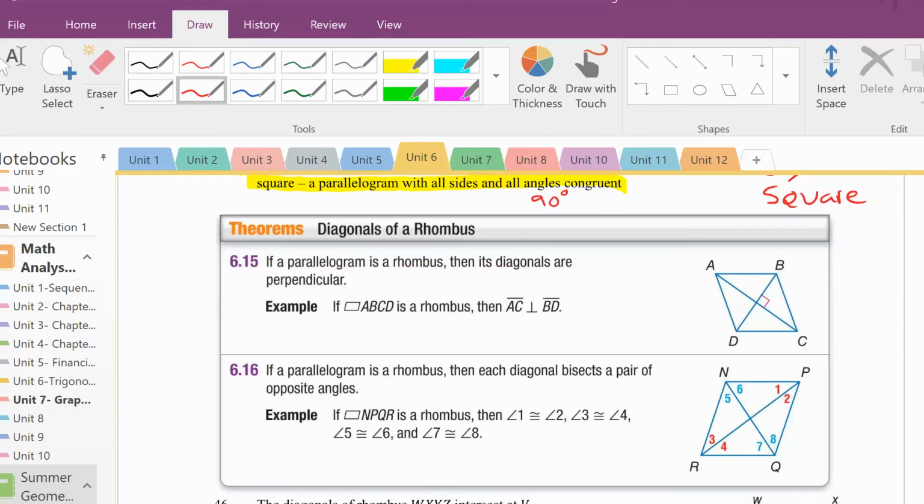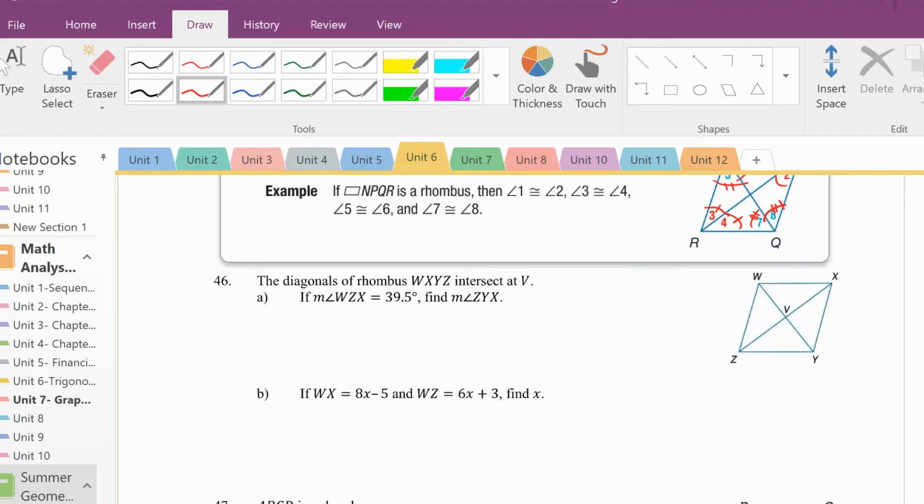So if a parallelogram is a rhombus, then its diagonals are perpendicular. So that's one way to know that a parallelogram is a rhombus: if the diagonals are perpendicular to each other, meaning the diagonals form right angles. If a parallelogram is a rhombus, then each diagonal bisects a pair of opposite angles. So that means that these angles are equal. So the opposite angles are bisected by the diagonals.